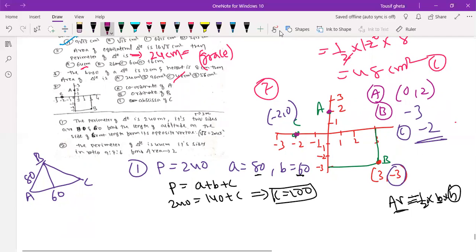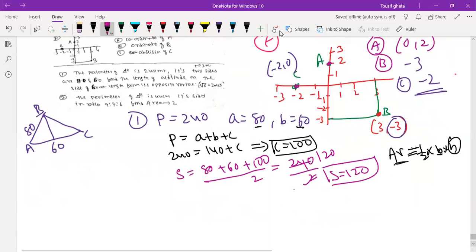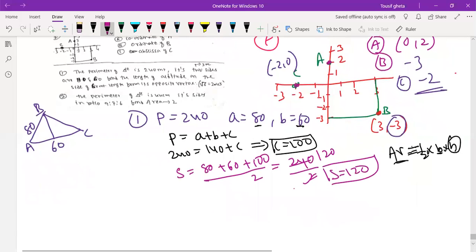So s is equal to a plus b plus c by 2. So this is 80 plus 60 plus 100 by 2. Directly you can write perimeter by 2. The perimeter is 240 by 2, which is nothing but 120. So s is equal to 120. Directly perimeter by 2 because perimeter is given. So why waste our time in adding? Time is not there.